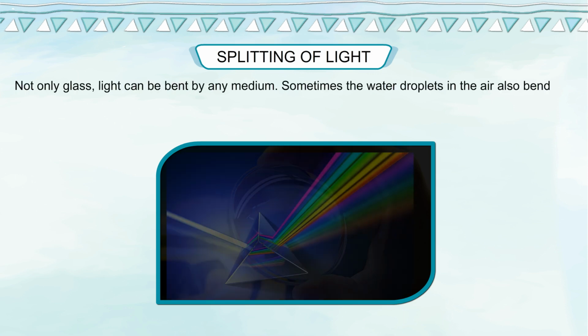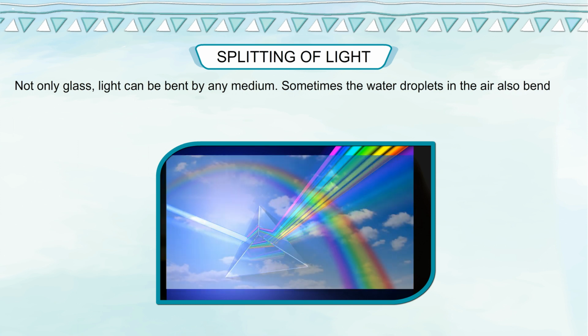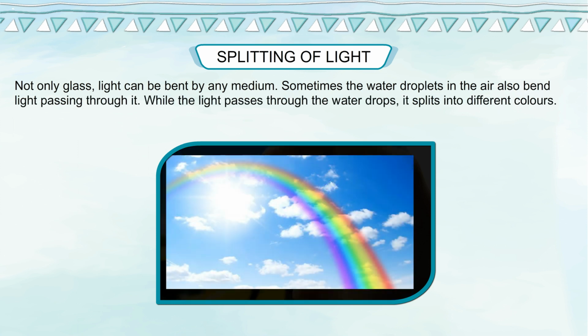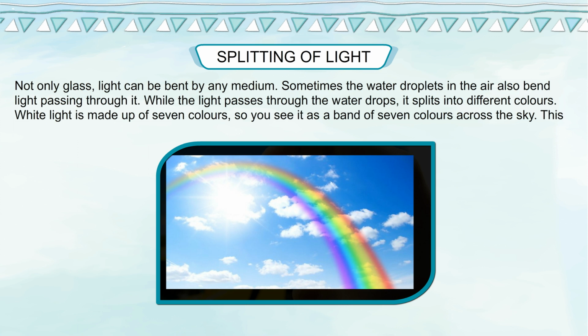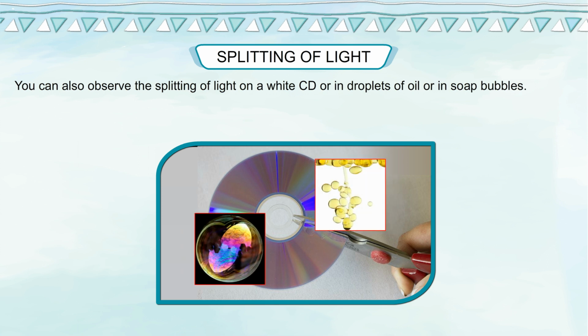Splitting of light. Not only glass, light can be bent by any medium. Sometimes, the water droplets in the air also bend light passing through it. While the light passes through the water drops, it splits into different colors. White light is made up of 7 colors, so you see it as a band of 7 colors across the sky. This is what you know as a rainbow. You can also observe the splitting of light on a white CD or in droplets of oil or in soap bubbles.